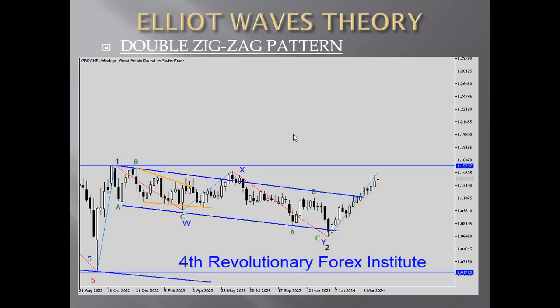Okay, so in this case, wave X was completed as A, B, C. So this means that our wave X was completed as a single zigzag pattern. But please, traders, keep this in mind: wave X doesn't have to be completed as a zigzag pattern.